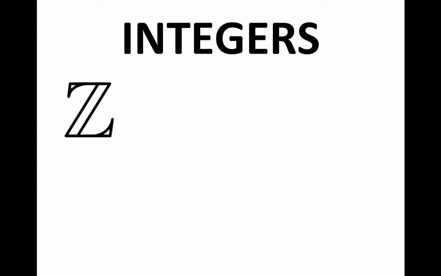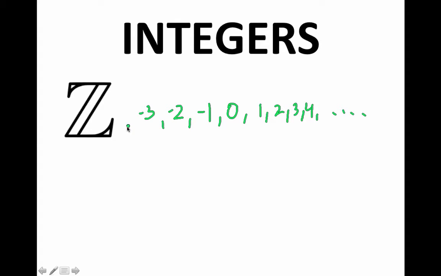The letter Z is used to represent integers. Integers include the natural numbers 0, 1, 2, 3, 4, until infinity, but then they also include negative numbers like -1, -2, -3, -4, and that goes until negative infinity. There are no decimals that are integers and no fractions that are integers.